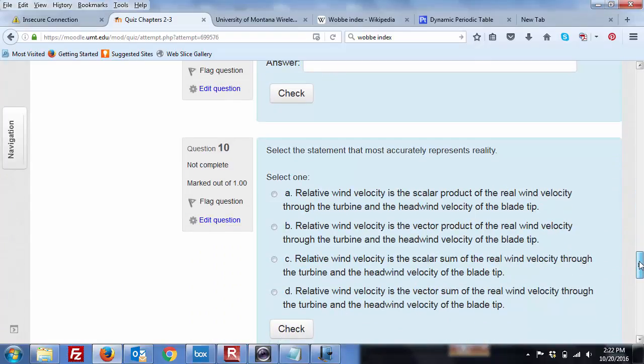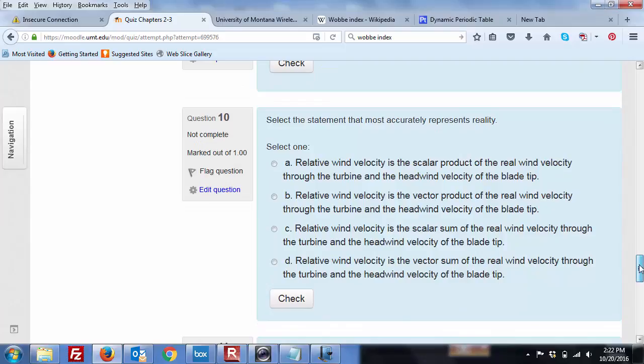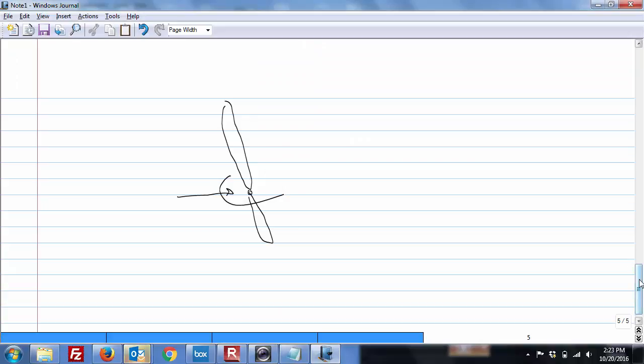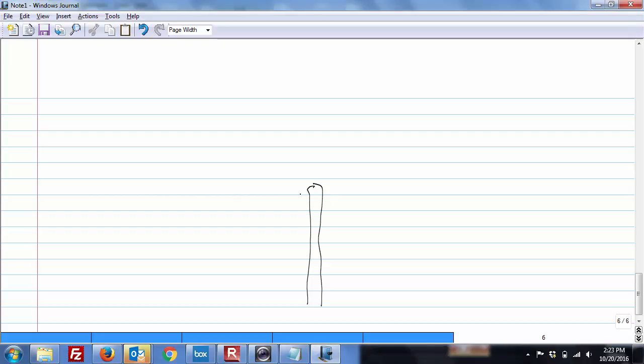I love that book. Okay, select the statement that most accurately represents reality. Okay, let's do that really quick. That's a good one too. So let's see, what's the best way to do this? This is really a three-dimensional problem, which should give you a reasonable estimate of the answer. So I'm going to try to draw this three-dimensionally.